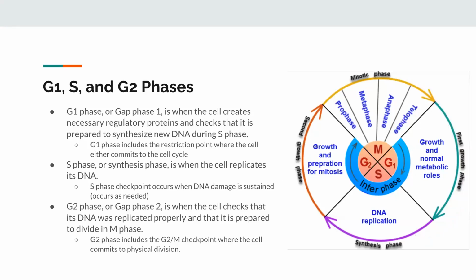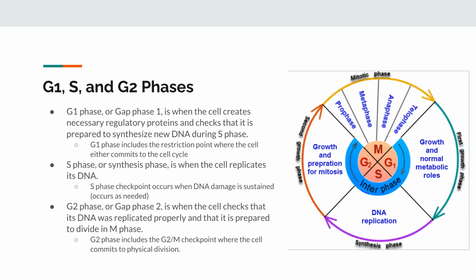Okay, so a little bit more depth into G1, S, and G2. G1 phase is also called gap phase 1. That's what it stands for. This is when the cell creates all the necessary proteins and checks that it's ready to synthesize new DNA. It has all of the machinery that it needs to synthesize new DNA during S phase. And at the end of G1, you have what's called a restriction checkpoint, or the G1 checkpoint, where the cell either commits to the cell cycle or enters G0 and chooses not to divide.